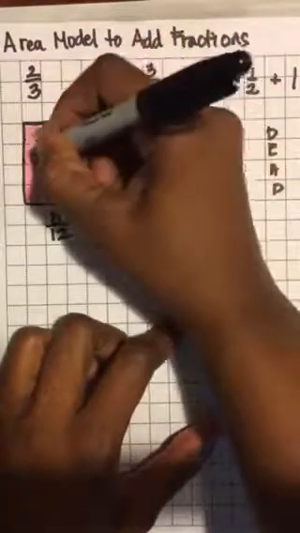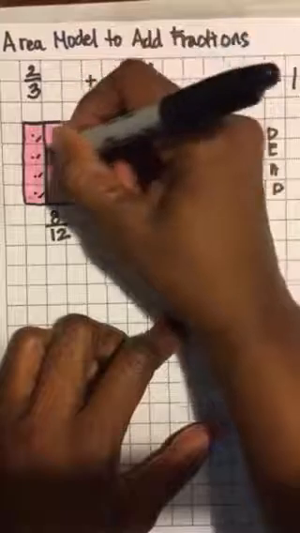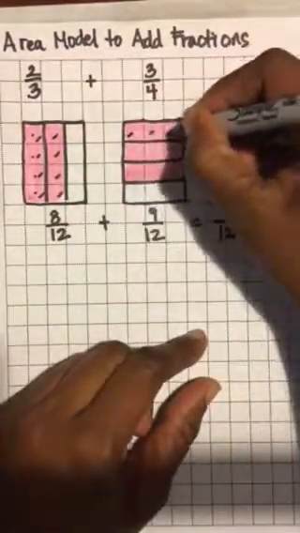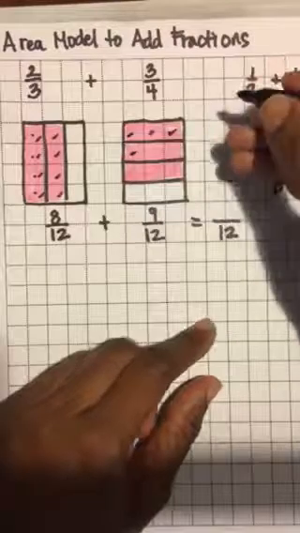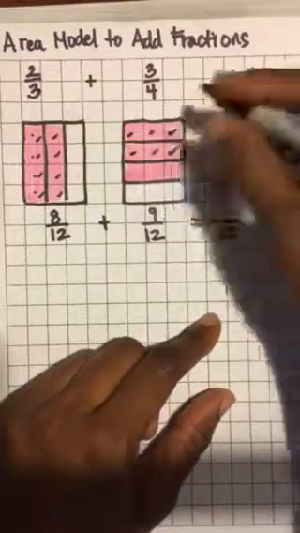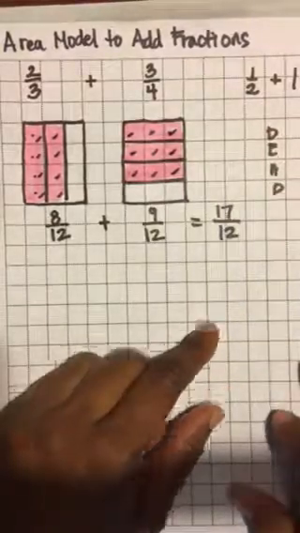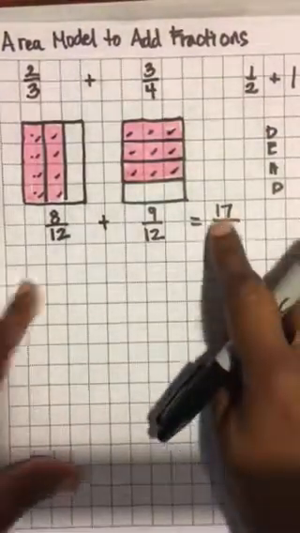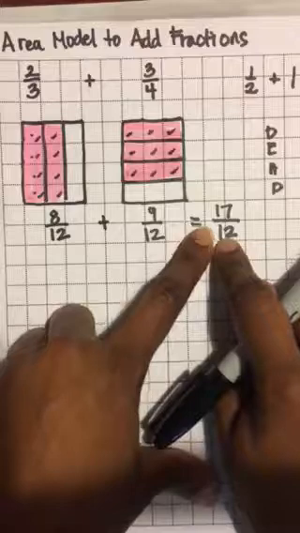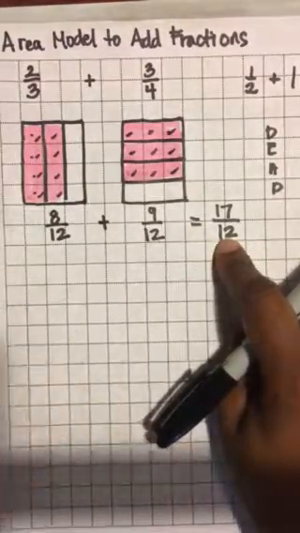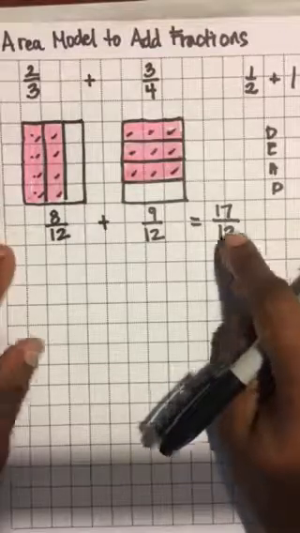1 twelfth, 2 twelfths, 3 twelfths, 4 twelfths, 5 twelfths, 6 twelfths, 7 twelfths, 8 twelfths, as I suspected, 9 twelfths, 10 twelfths, 11 twelfths, 12 twelfths, 13 twelfths, 14 twelfths, 15 twelfths, 16 twelfths, 17 twelfths. Now what I need to do is simplify, and I can tell that 17 twelfths is not simplified because it's an improper fraction. Improper means not proper, so we need to make it right.